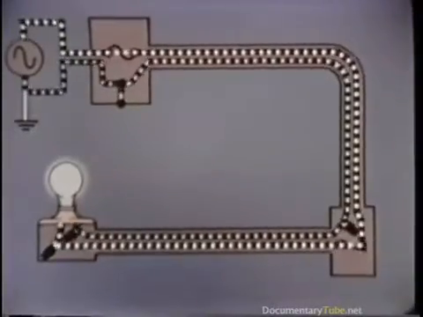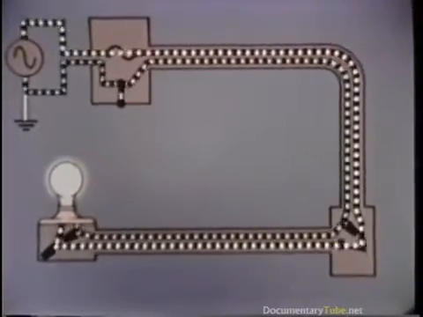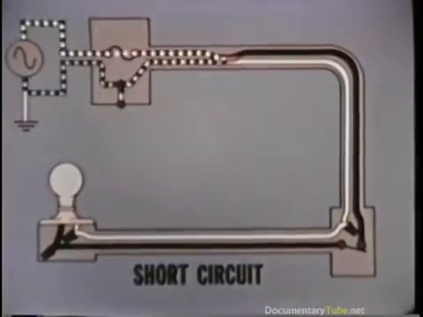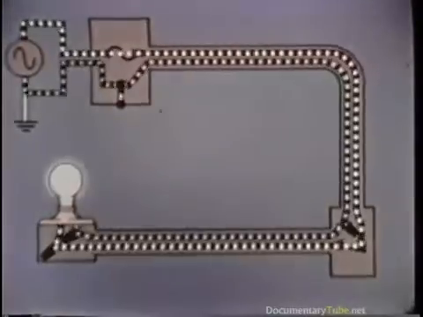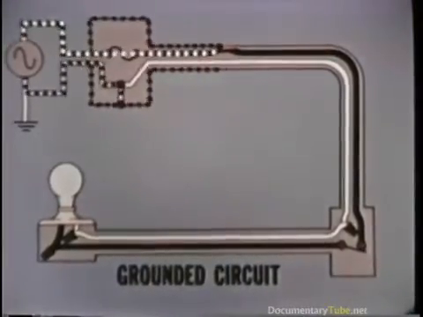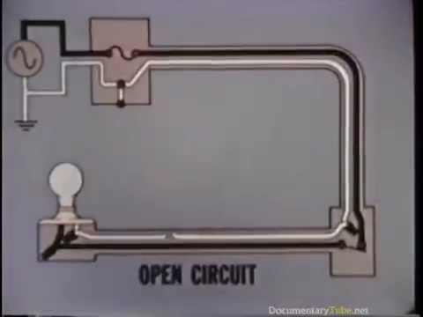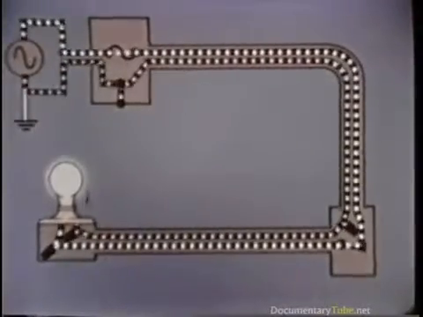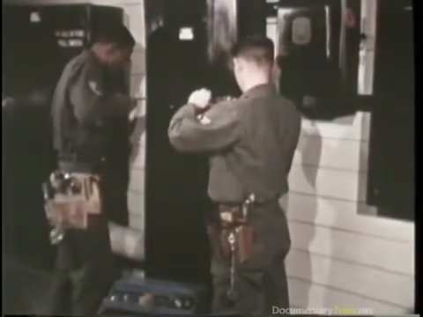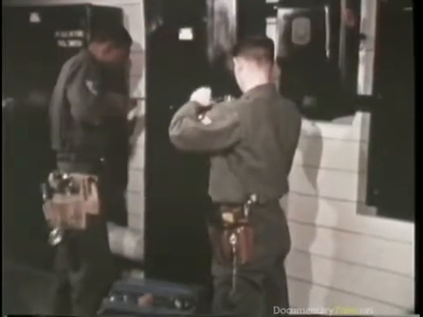Trouble in electric circuits can be classified into three general types: short circuits, grounded circuits, and open circuits. But regardless of the type of trouble, it can be found rapidly and safely by following sound troubleshooting procedures.